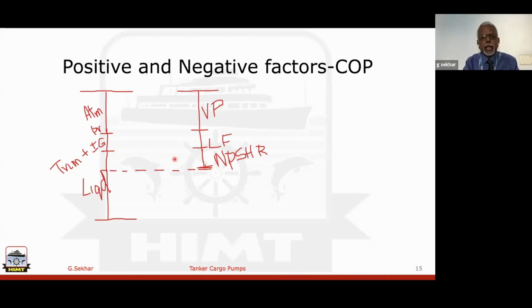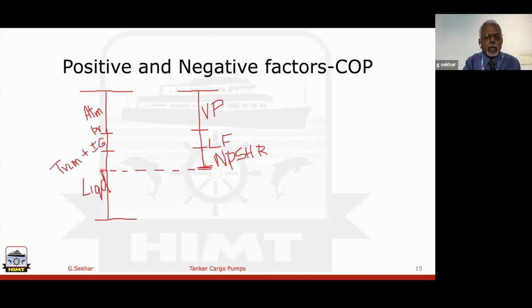Now what I am doing is comparing both. I am just drawing a dotted line just like this. Now if you see, your positive factors are more. So as and when the COP is running, discharging this quantum of cargo is not a problem. Initially the liquid level is so much, but later what will happen? Slowly it will keep on reducing.